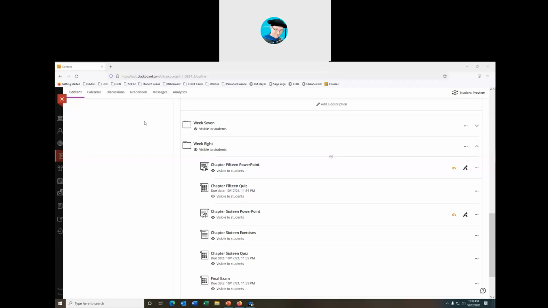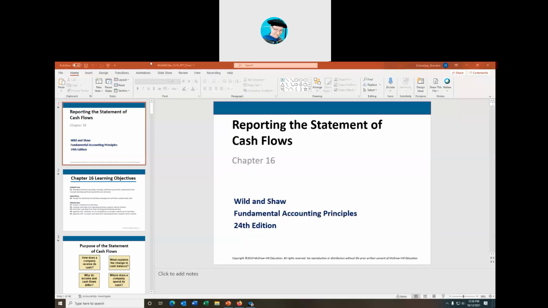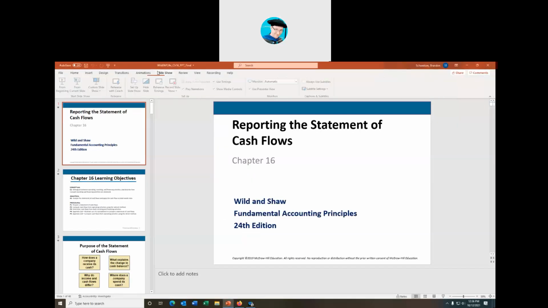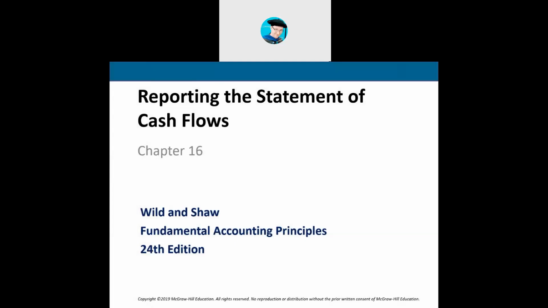Okay, let's go ahead and jump into our discussion on the statement of cash flows. The statement of cash flows, as I had said, is the fourth financial statement in accounting. The first one is the income statement. Everything starts with the income statement. You have your income statement, your balance sheet, your statement of retained earnings, and the fourth is the statement of cash flows.